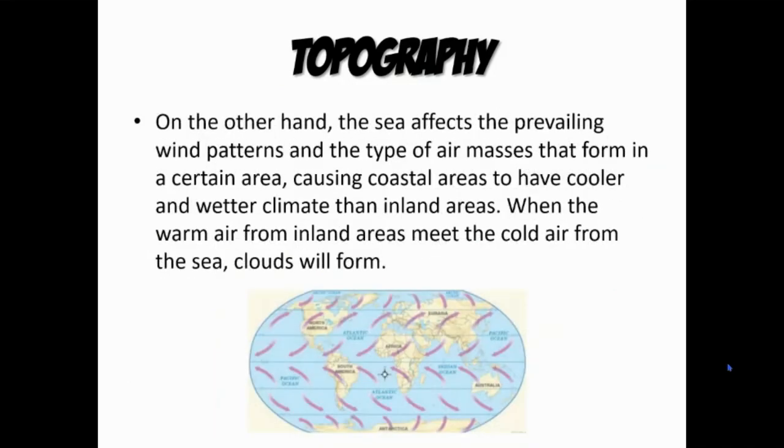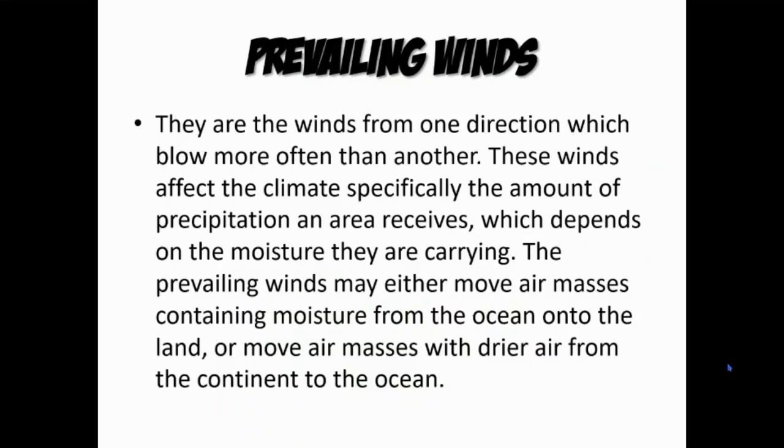And then in terms of topography again, on the other hand, the sea affects the prevailing wind patterns and the type of air masses that form in a certain area, causing coastal areas to have cooler and wetter climate than inland areas. When the warm air from inland areas meet the cold air from the sea, clouds will form. No? So, in terms of prevailing winds, ito yung mga winds from one direction which blow more often than another.